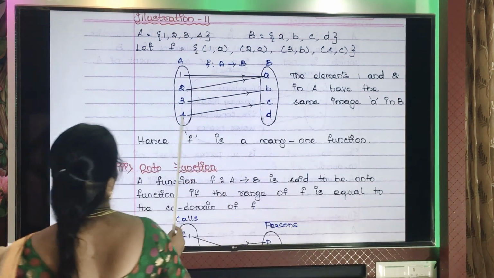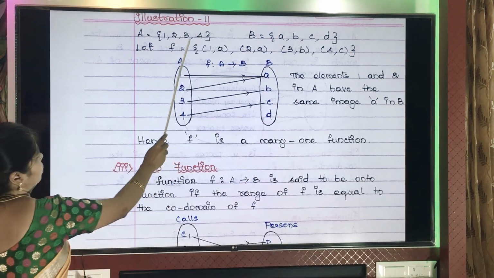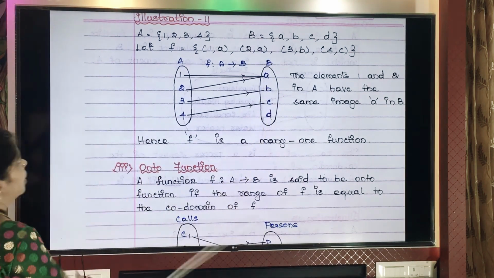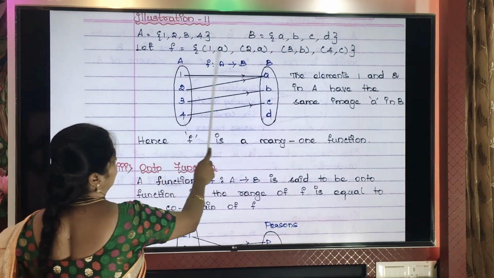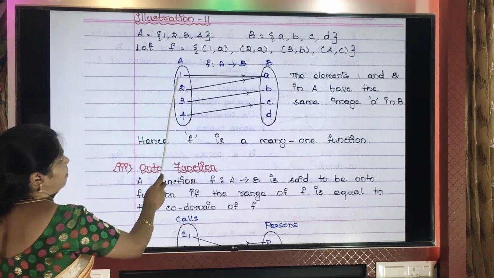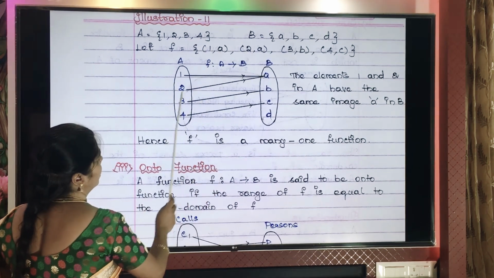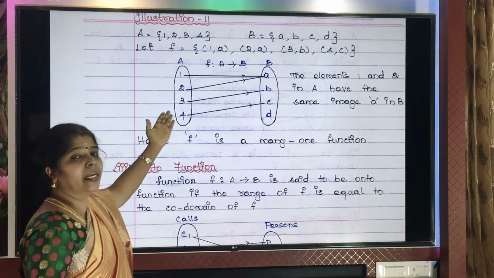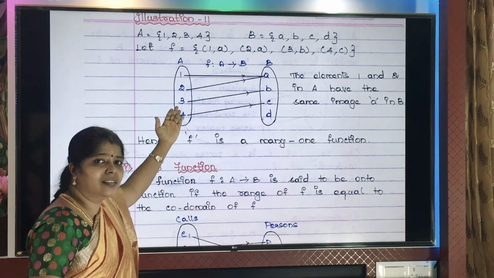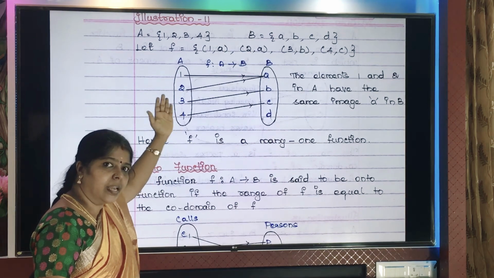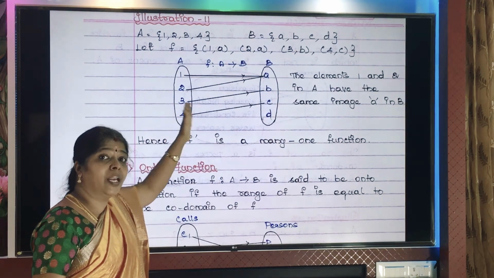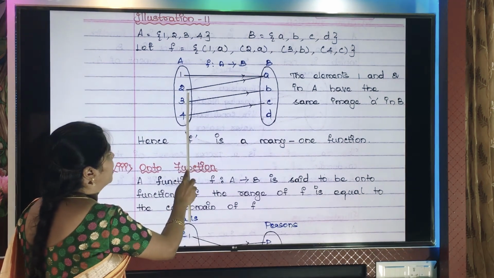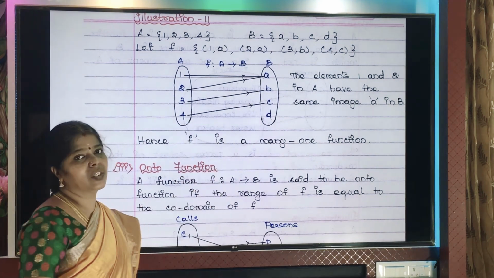Now, one more illustration. Set A is 1, 2, 3, 4 right here. Set B is A, B, C, D. Now the function maps 1 to A, 2 to A, 3 to B, 4 to C. Looking at this arrow diagram, can you guess what type of function this is? Tell me. Yes, this is a many-to-one function. Why? Because more than one element has the same image A.